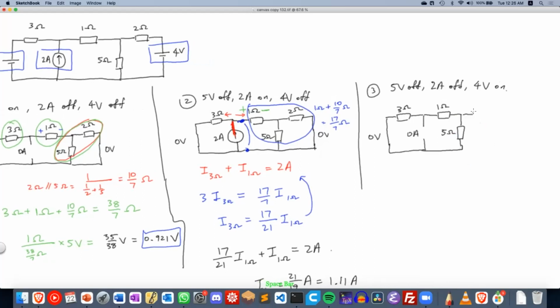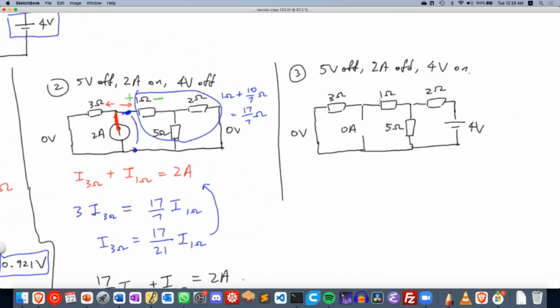So redrawing the circuit with the sources being this, so 4 volt that. Okay, so we have a 3 and 1 being in series, so that forms 4 ohms. So 3 and 1 being in series gives you 4 ohms, right? Then on top of that, we have the 5 ohms parallel with 4 ohms.